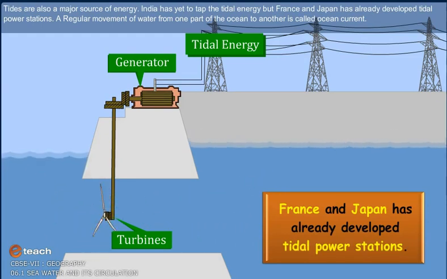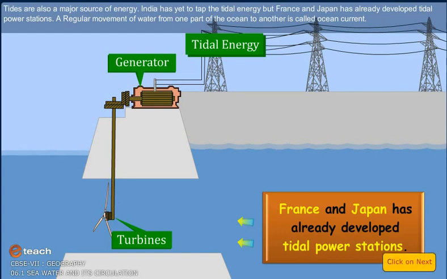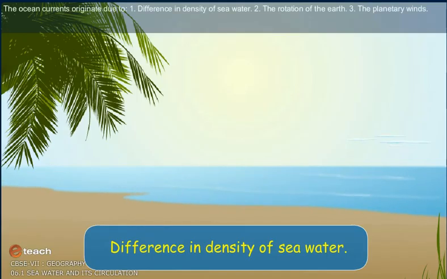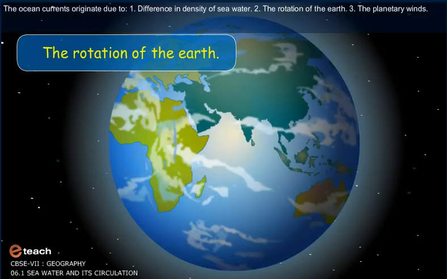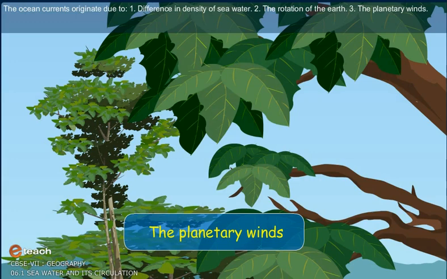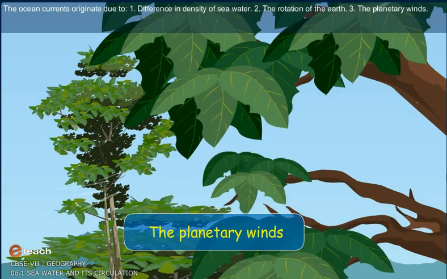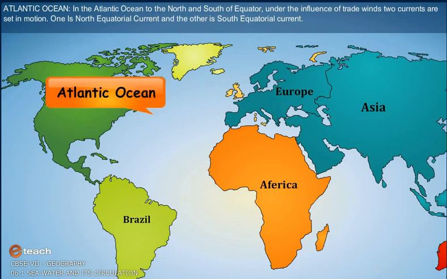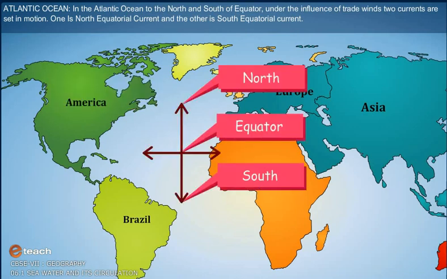A regular movement of the water from one part of the ocean to another is called ocean current. The ocean currents originate due to difference in density of seawater, the rotation of the earth, and the planetary winds. Atlantic Ocean. In the Atlantic Ocean, to the north and south of equator, under the influence of trade winds, two currents are set in motion.